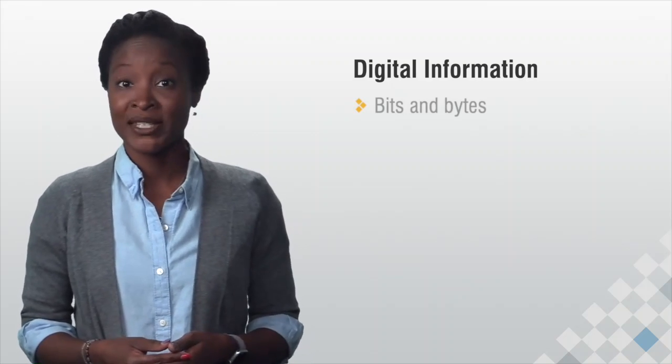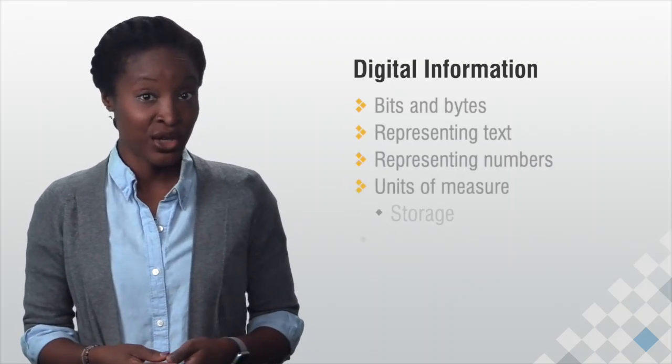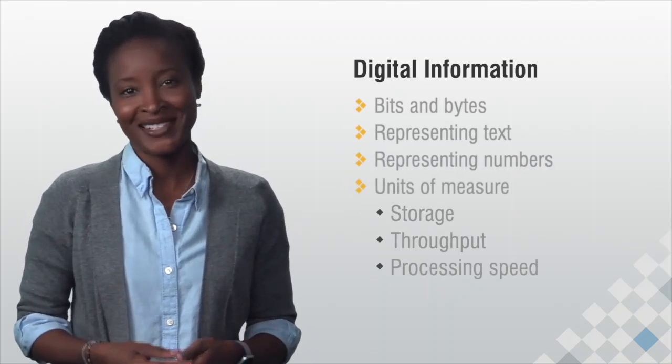We've just learned that the word digital refers to computers interpreting physical signals as ones and zeros, called bits, and that 8 bits form a byte. We also saw how bits can be used to represent text and numbers. We ended by discussing units of measure for storage, throughput, and processing speed.